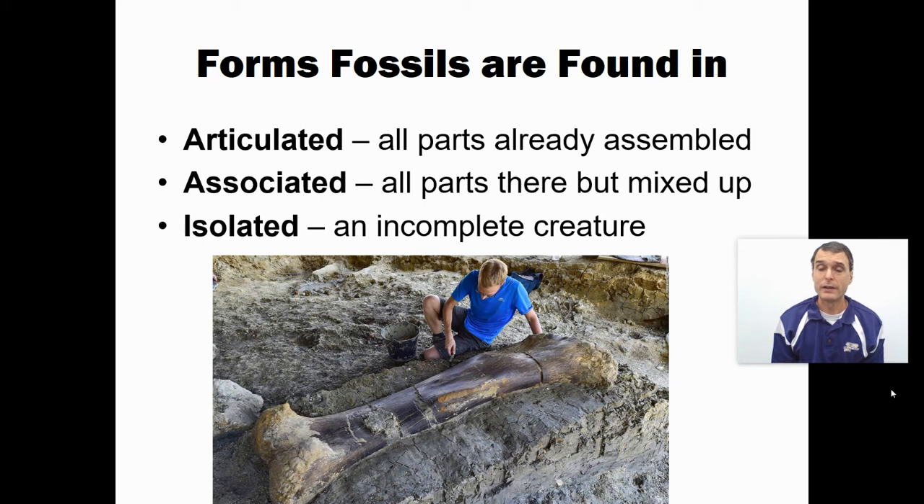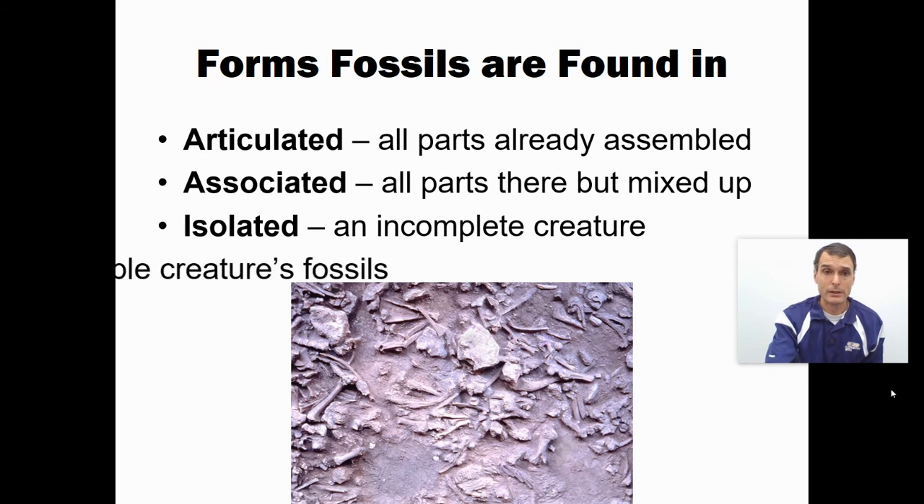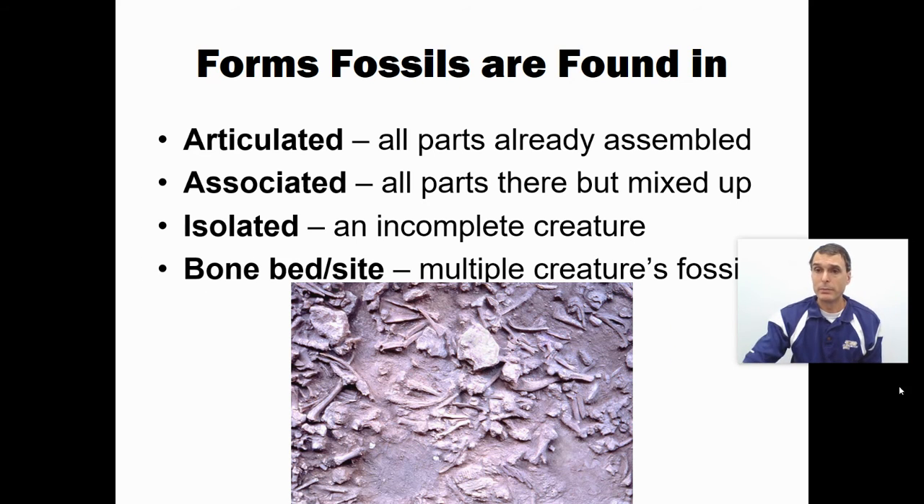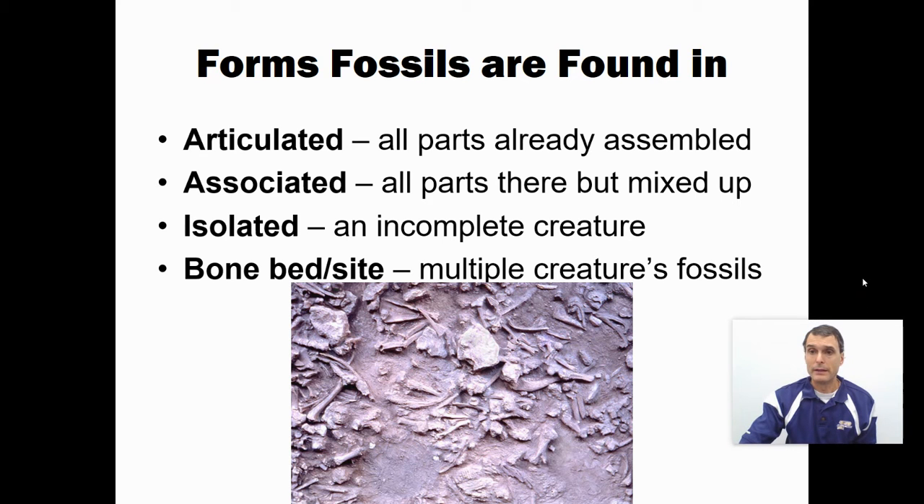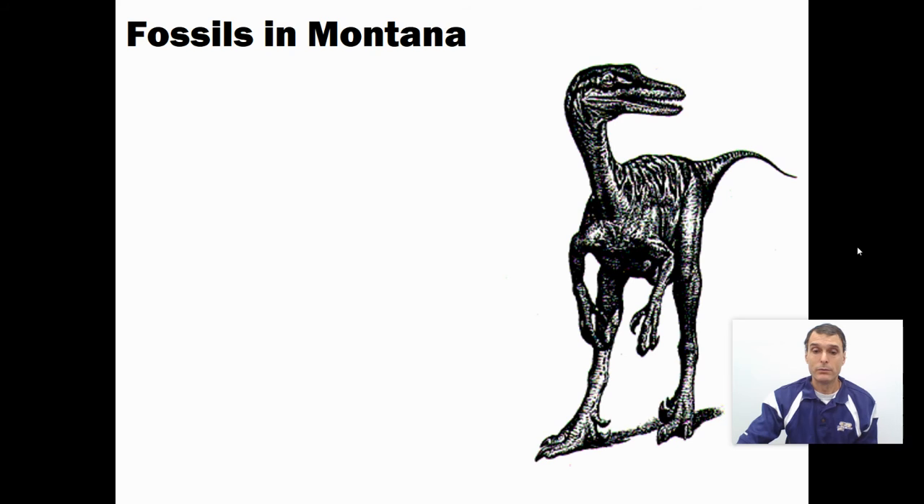Another one is isolated fossil. This is an incomplete creature. So it could be a skull, it could be some teeth, it could be some claws. In this case, it's a leg bone. It is not the entire creature. But we don't have unlimited fossils, so we can learn everything even from incomplete ones. And the last one is what's called a bone bed or a bone site. And this is multiple creatures in the same area.